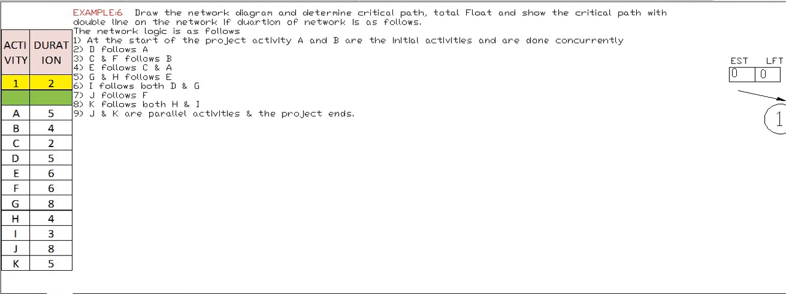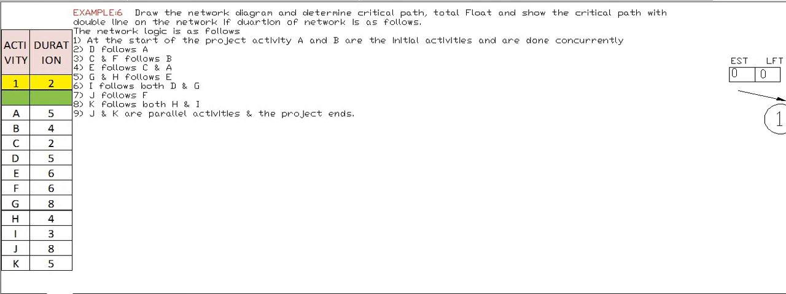I am reading the problem. Draw the network diagram and determine critical path, total float, and show the critical path with double line on the network if duration of the network is as follows. These are the various activities given: A, B, C, D, E up to K, and the durations for the various activities are mentioned as 5, 4, 2, 5 and so on up to 5.